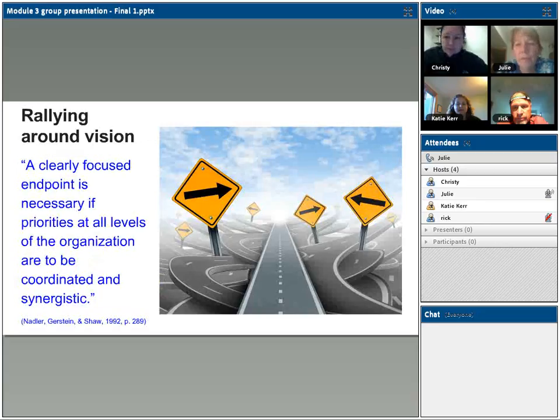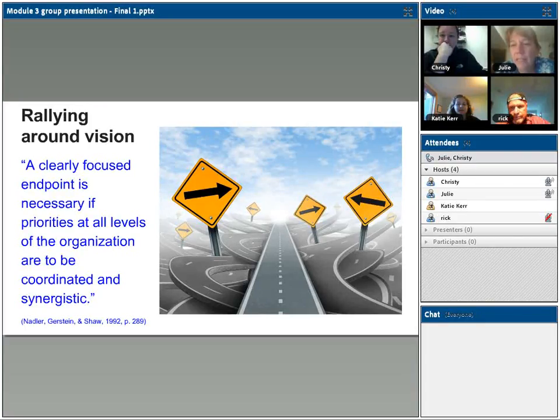As conflict arises due to differing values, leaders need to be able to share their vision regarding the organization's goals and how to reach them. Nader, Gerstein, and Shaw stated, a clearly focused endpoint is necessary if priorities at all levels of the organization are to be coordinated and synergistic.